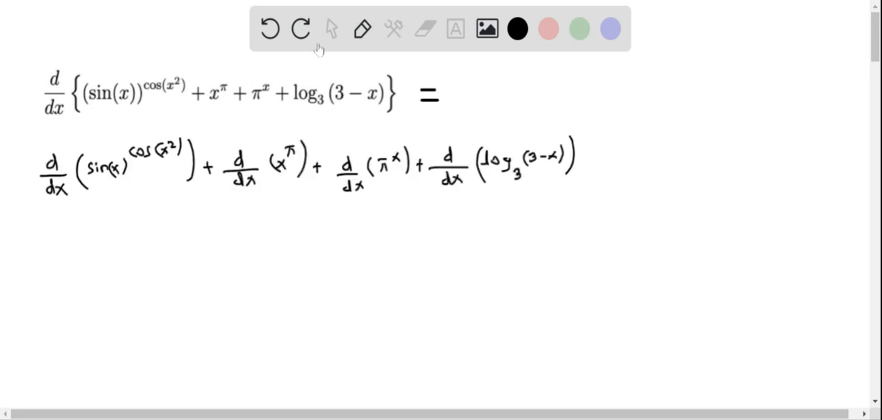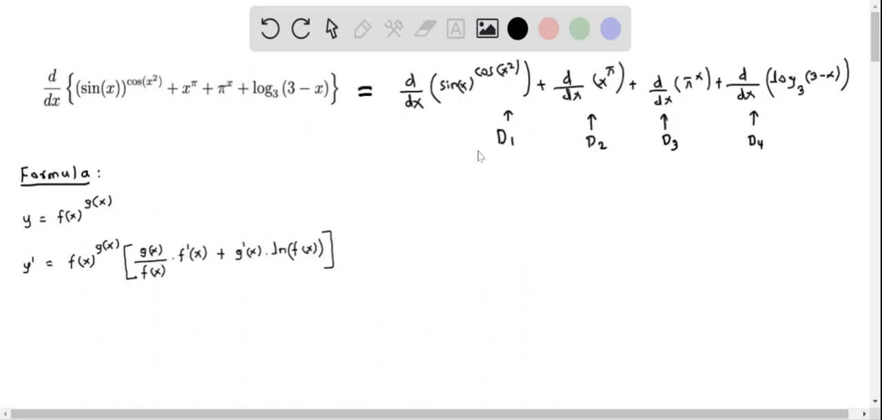Here I'm going to denote the derivative of each expression by some letter. Let's say the derivative of the first expression is d1, the derivative of the second expression is d2, the third is d3, and the fourth we let's say is d4. So basically we are going to find d1, d2, d3 and d4 separately one by one and add them up together, which gives the derivative of the given expression.